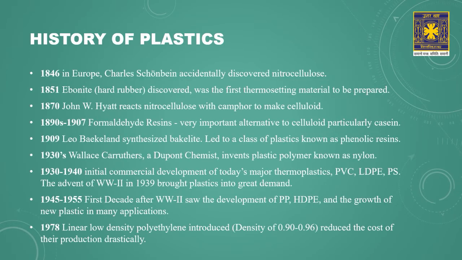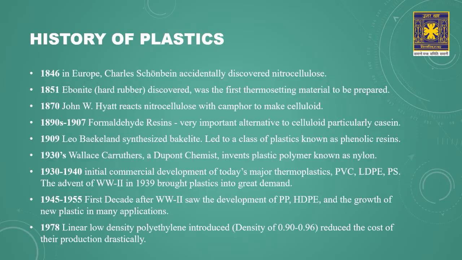So, if we look back at the history of the plastics, we can trace the origin of plastic from the year 1846 in Europe, where Charles Chauvin accidentally discovered the resin nitrocellulose. In 1851, hard rubber was discovered. In 1870, camphor was discovered. In the 1890s, formaldehyde was used as a resin. In 1909, synthetic bakelite was discovered. In the 1930s, different plastic polymers in the form of nylon were discovered.